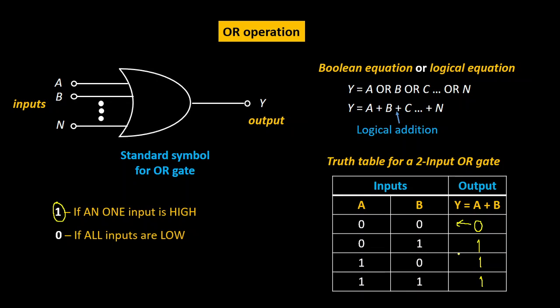If you consider this combination, you will realize that all inputs must be low, then only the output will be low, right? So this terminology gives you the additional information. If all inputs of an OR gate are low, then output will be 0. Otherwise, even if one single input is high, output will be high, right?